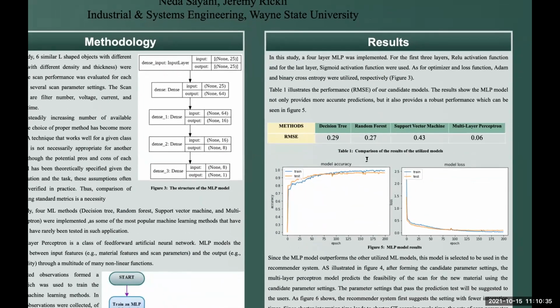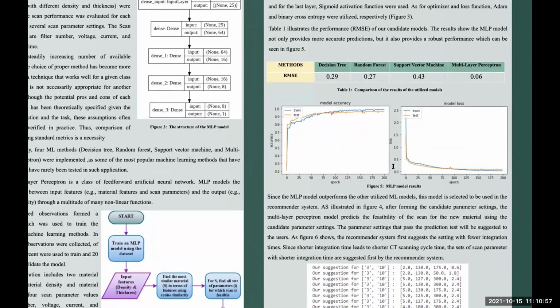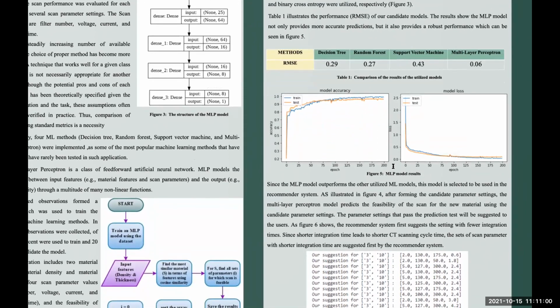In table 1, you can see the performance of all 4 models, and among them, MLP provides more accurate prediction and outperforms the others, as you can see based on the root mean square error. And also figure 5 shows model accuracy and loss. Blue and orange lines demonstrate train and test respectively. As you can see, the model performs the same on train and test sets, which indicates the model is not underfit or overfit.